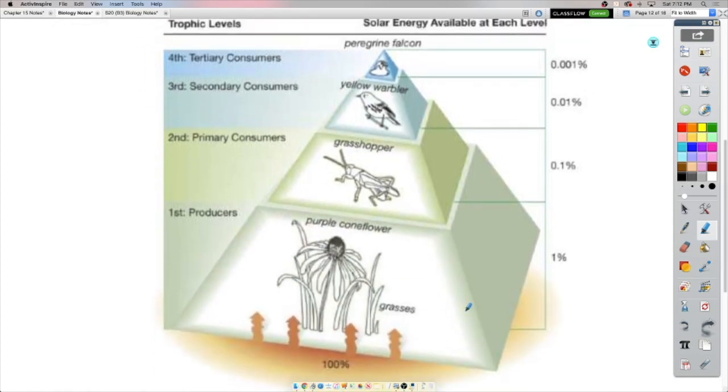So you can see here, purple coneflowers have 1%, divide by 10, 0.1%, divide by 10, 0.01%, divide by 10 again, 0.001%. And you get the idea that there are way more purple coneflowers than grasshoppers, way more grasshoppers than yellow warblers, and even more yellow warblers than peregrine falcons. What it's showing here is the amount of energy available at each level. There's tons of energy in all of the purple coneflowers, but only 10% of that can make it to the next level, and then 10% here and 10% here. That's what these are showing, 1%, 0.1%. You'll notice this is dividing by 10 every time.